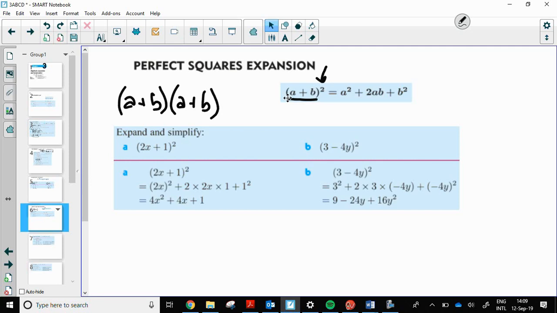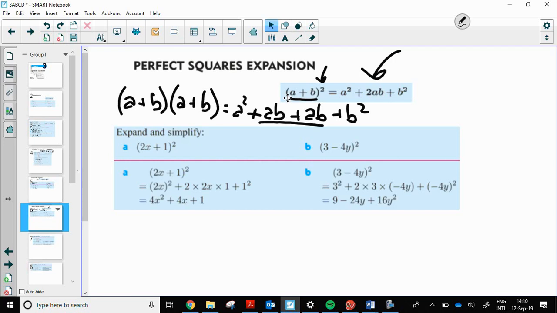If we did that, let's actually do this one the long way. We would do a times a, which is a squared. And then we do a times b, which is ab. And then we do b times a, which is ba, but I can write that as ab, right? Because the order for multiplication doesn't matter. And then I would do b times b, which is b squared. And then look, those two are like terms. There's two ab's. And so you see we get the exact same thing as we have on the right-hand side up top. So we can use this as a shortcut.